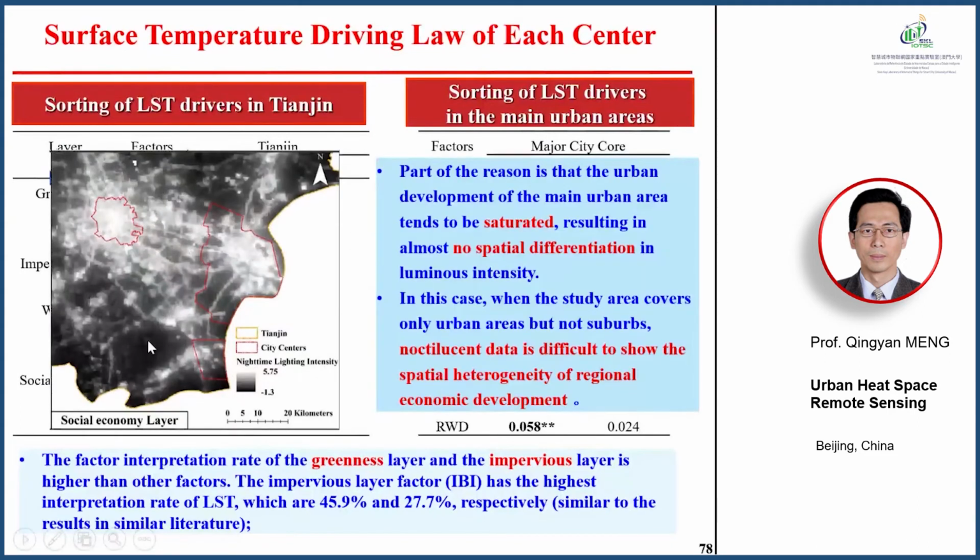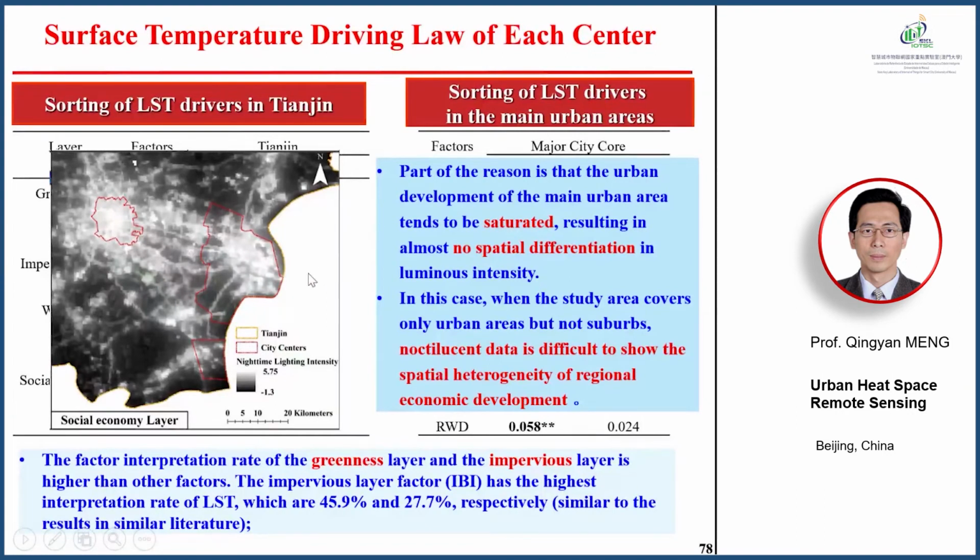Part of the result is that the factor interpretation role of the greenness layer and the impervious layer is higher than the other factors. The impervious surface factor, IBI, has the highest interpretation rate of the LST, about this number, which is similar to the results in other literature. And we try to analyze the reasons.